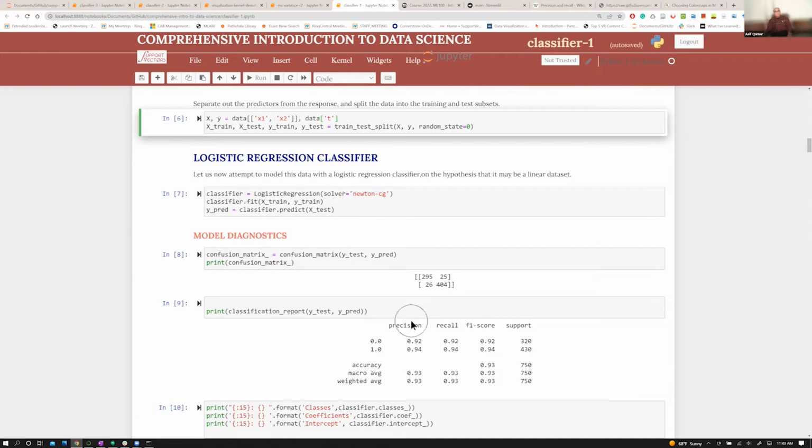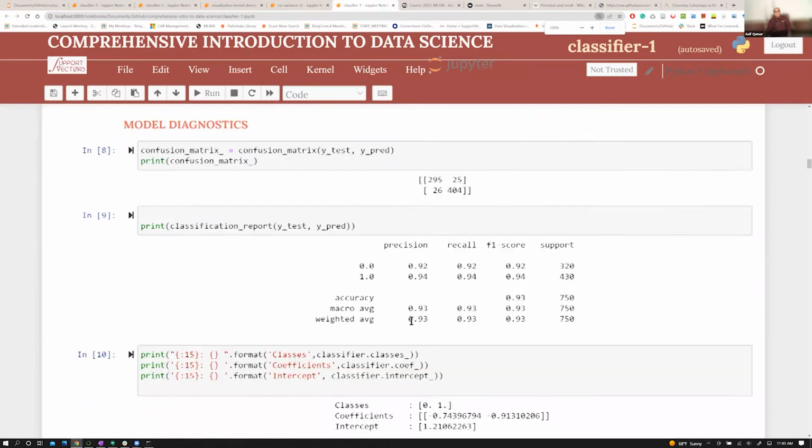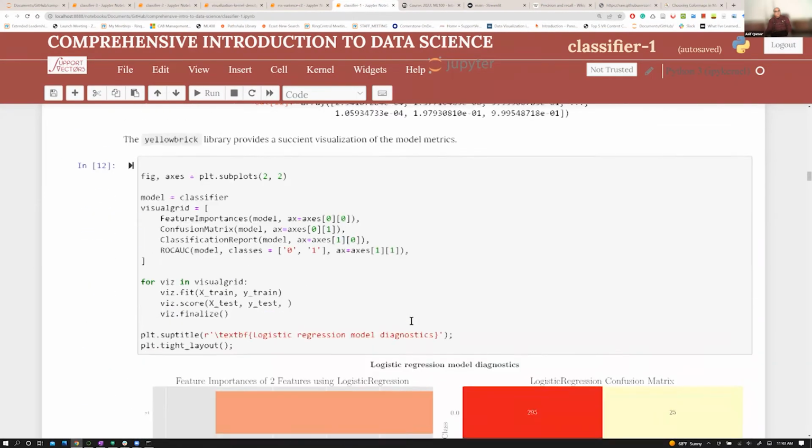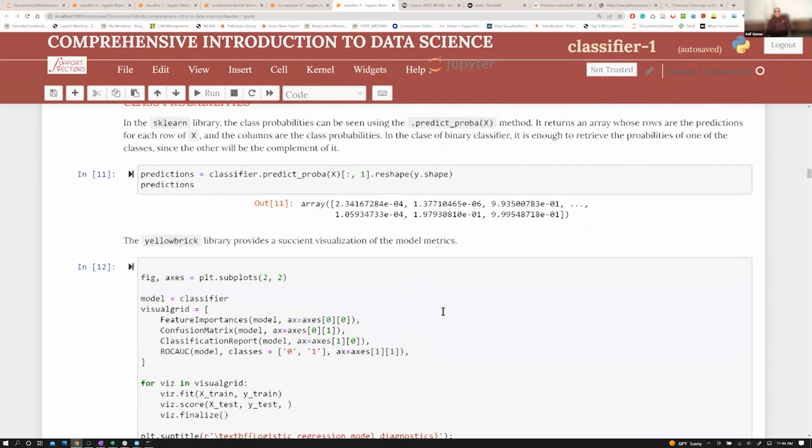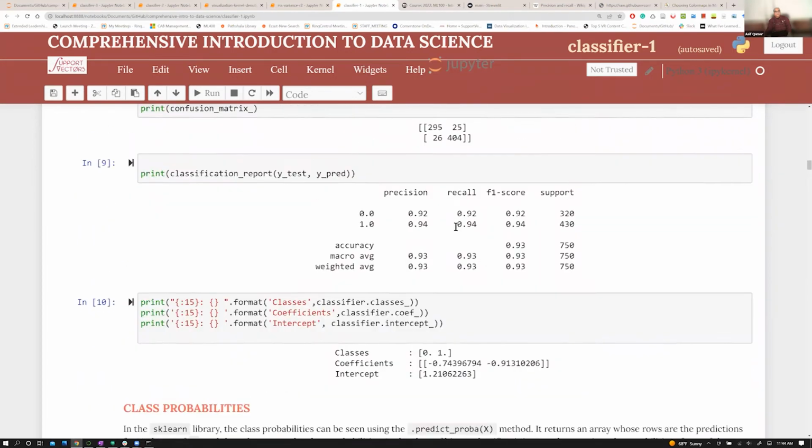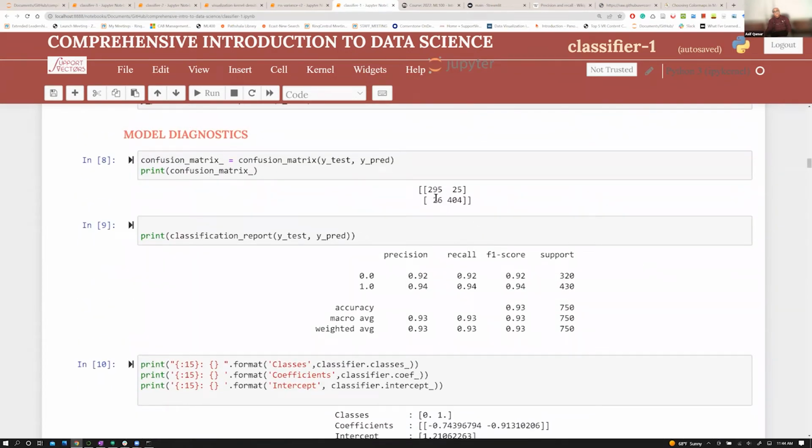So when we look at this, by the way, did I do it in a more visual way? No, okay, we'll come to that. When you look at this, what does 295 suggest? This diagonal, most of them are true, like true positives and true negatives. But how many mistakes are there? 25 and 26 added together, 51 mistakes, isn't it?